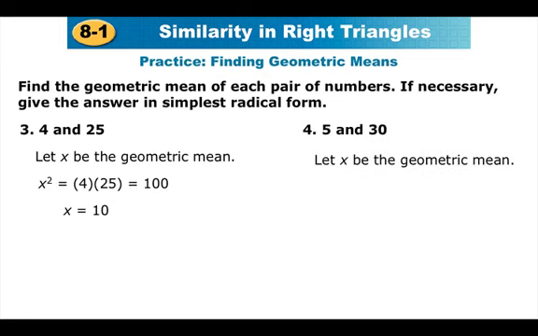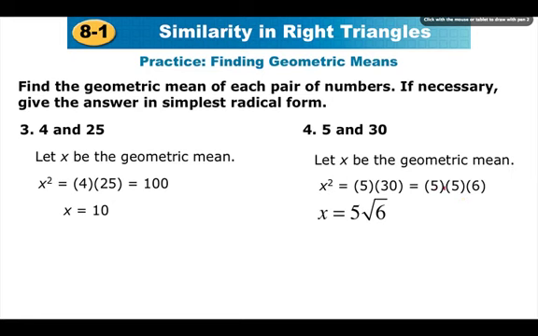Sometimes there are not all perfect squares, so in this case, we'll let x equal the geometric mean. So then I have to take the product of 5 and 30. Since I'm going to have to take the square root of this side, I'm not going to multiply 5 times 30. I'm just going to break this up as 5 times 6. Why? Because I can very easily see that this is a perfect square, and that's why the answer is 5 radical 6. Let's move on to the next slide.